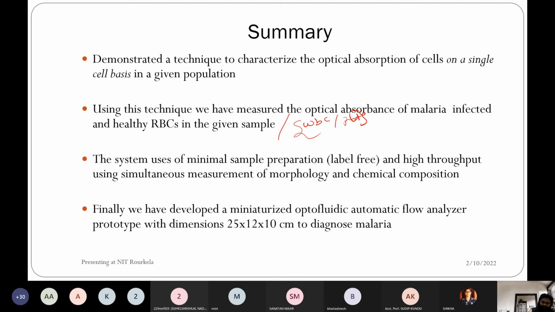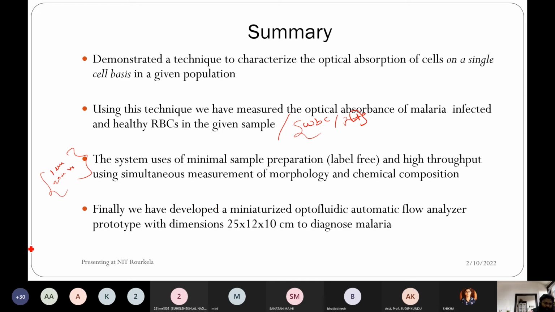This system is completely label free. Suppose you collect 1 microliter of the blood sample and add around 20 microliters of buffer. You have diluted it and used it for the testing, and it is done. There is no need of any reagent, whether methylene blue or fluorescence dye or anything.